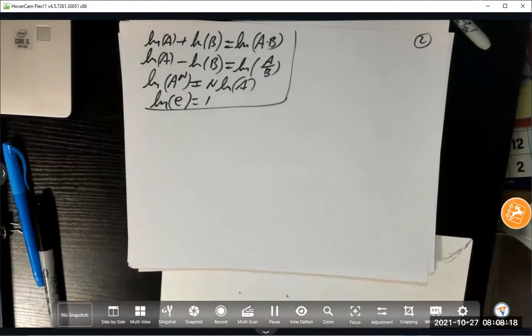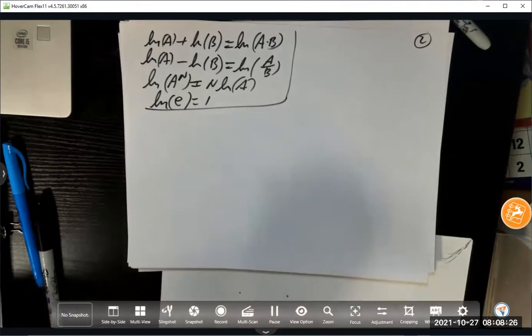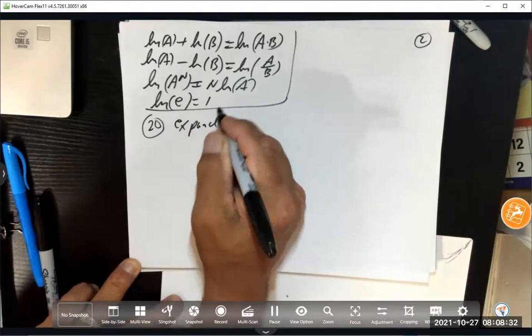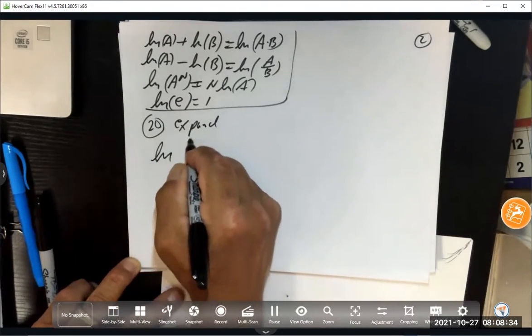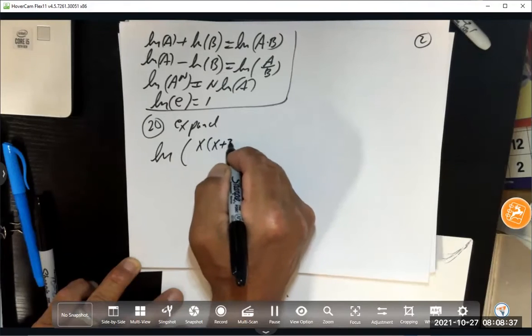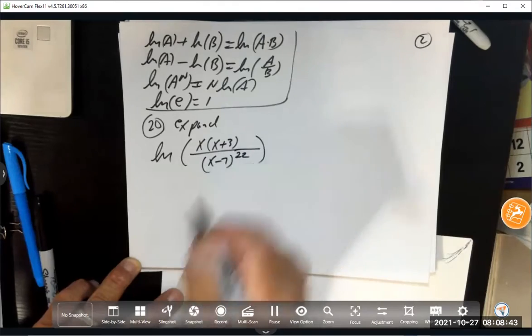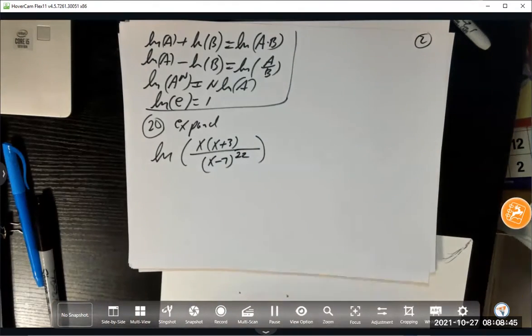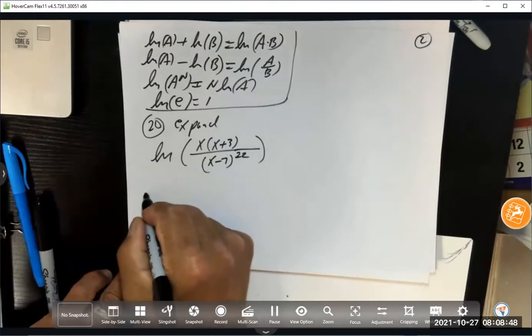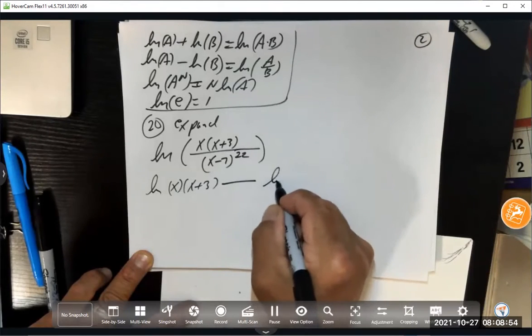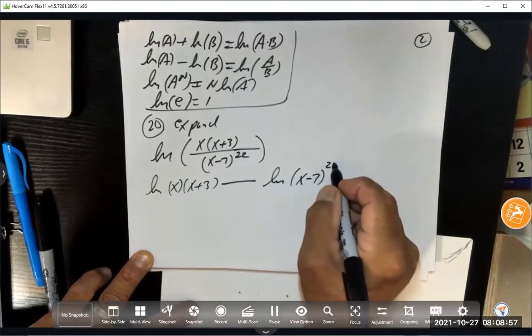So now I'm going to use those formulas to do number 20. All right, so number 20 is like this. It says expand, and they'll give you one that looks like this: log of x times x plus 3 over x minus 7 to the power of 22, or something like that. So since I have dividing, I make it into subtraction first. So log of x times x plus 3 minus the log of x minus 7 to the 22 power.